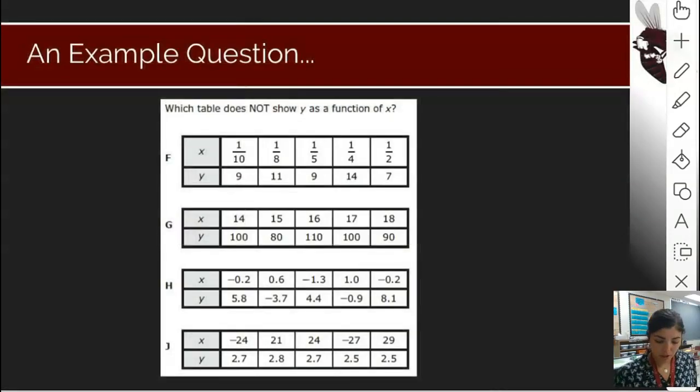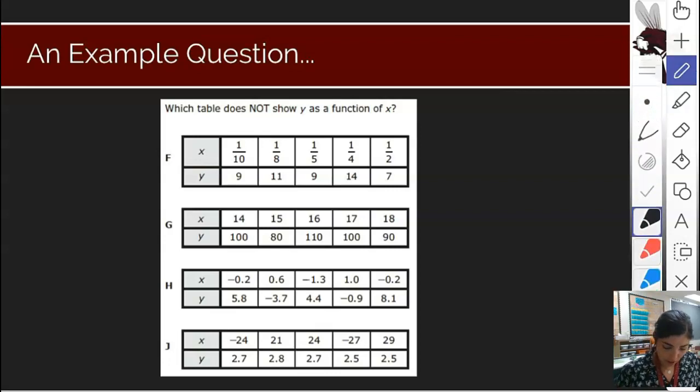Here's an example question that you might see on a STAR or on a teacher test. It says, which table does not show y as a function of x? You're looking for here is "as a function of." We're really asking in a fancy mathematical way, which one is not a function? Okay, so we know that functions need to have unique x's. So if we identify one of these tables that has a repeating x value, that's going to be our answer because that is not a function.